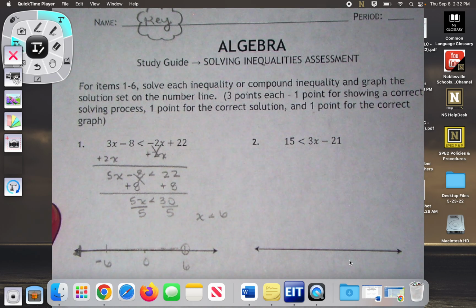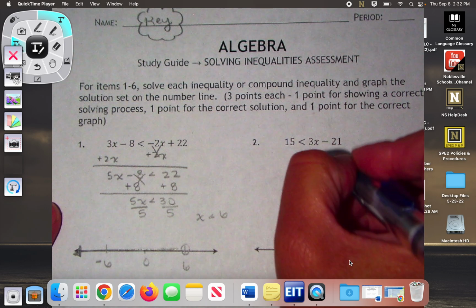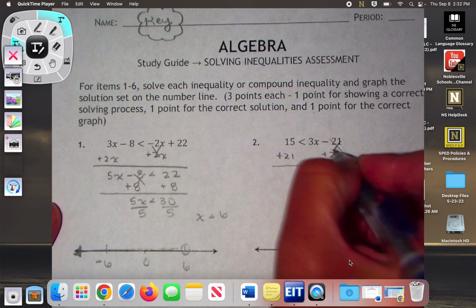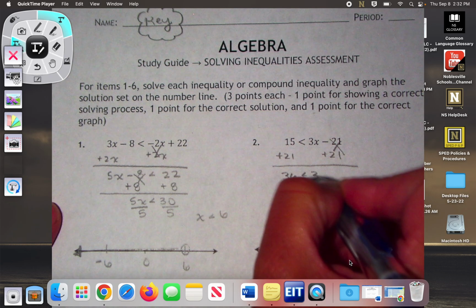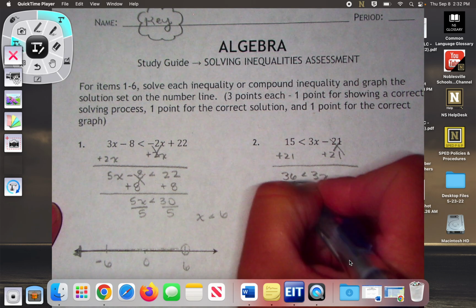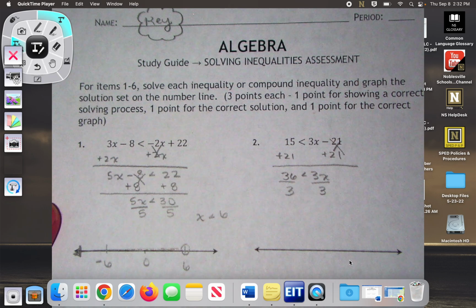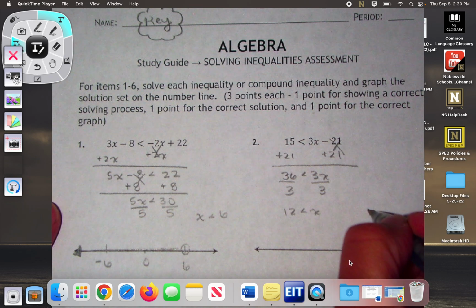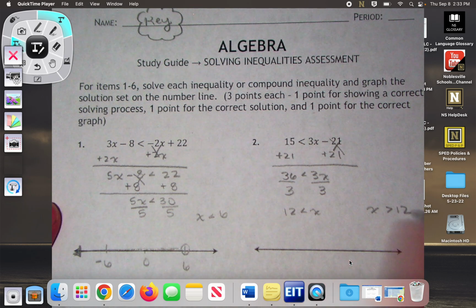Okay, question 2. I'm going to add 21 to both sides. Now I have 36 is less than 3x. Divide by 3. 12 is less than x, or you could say x is greater than 12. Open at 12 and going to the right.